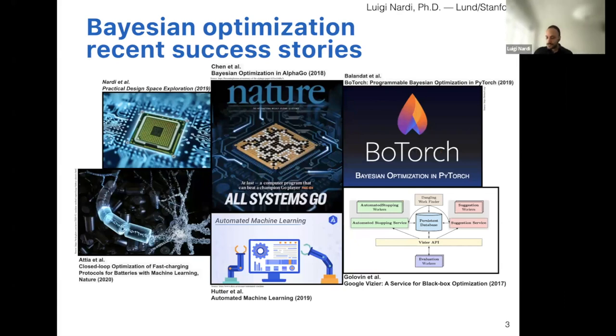Before starting to introduce the topic, I would like to celebrate this fantastic moment in history where Bayesian optimization is not a new topic, but we're seeing quite a lot of success stories out there and new frameworks that are being open sourced by large corporations, like BoTorch at Meta and Google Vizier at Google.